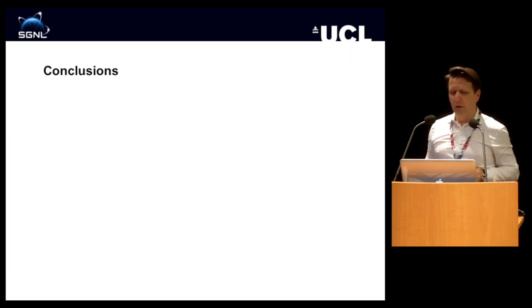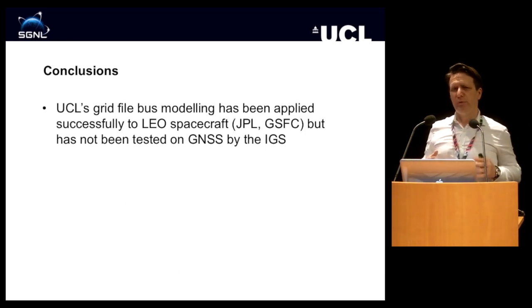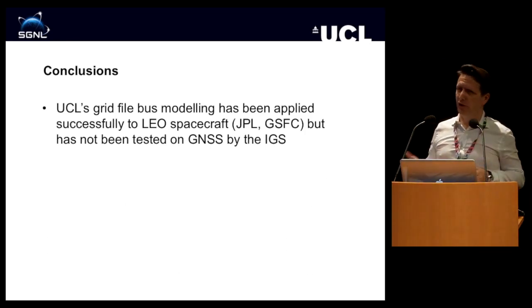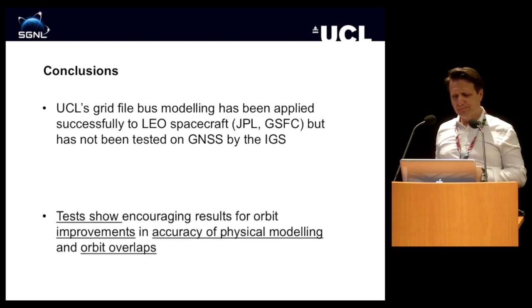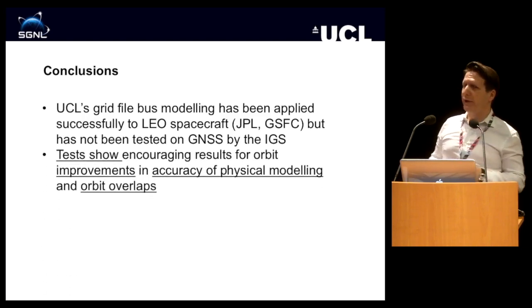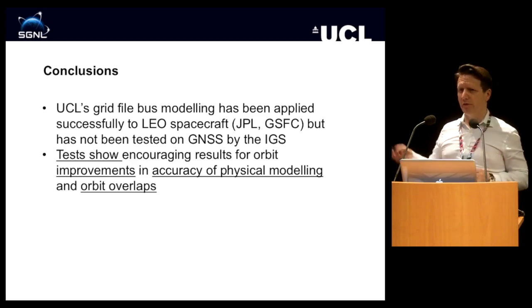So if I conclude, this grid file approach we use at UCL has been tested before by JPL and by Goddard on low Earth orbiters. So we have confidence in it as a computational process, but it has never been done in a large-scale IGS test like this before. The tests show that we get orbit modeling improvements, both in the accuracy of the physical modeling and in the orbit overlaps. So we're not done by a long chalk in testing here. These are just 2 tests with 1 year of data.